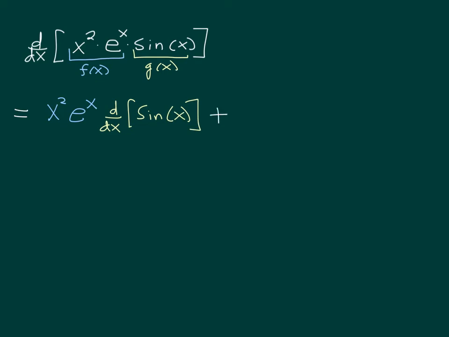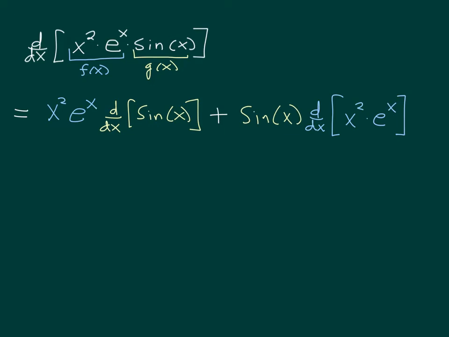to which we add, now we just switch the roles. So our second function, not differentiated, times the derivative of our first. So this will be the derivative of x squared times e to the x. Okay? Now, in order to continue, remember we're not done with the problem until we've completed all of the smaller derivatives. So we need to differentiate sine of x. This will be straightforward. But when we go to differentiate x squared times e to the x, we have to use the product rule again.